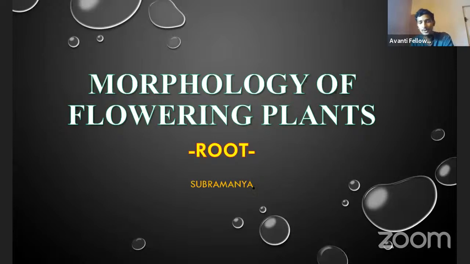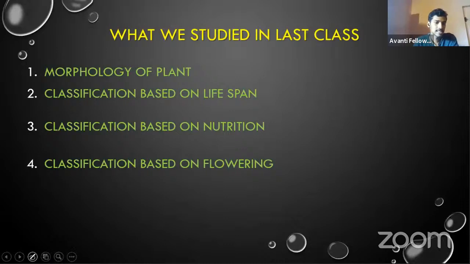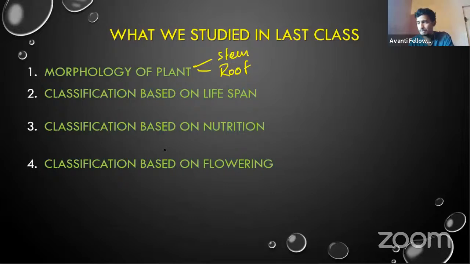So we'll start the class then, without wasting any time. What we studied in the last class: first we studied about the morphology of the plant. That means how we can separate a plant into a stem and a root, right? What are the parts of the stem and what are the parts of the root in a brief way.